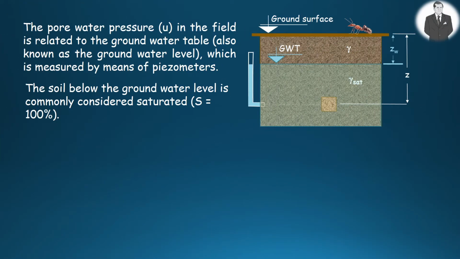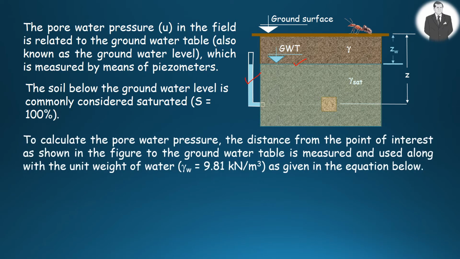The pore water pressure in the field is associated with the groundwater table, also known as the groundwater level, which is measured by means of piezometers as shown in the figure. The soil below the groundwater table is usually considered to be saturated, as mentioned before.